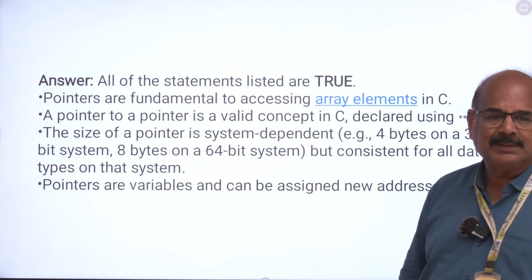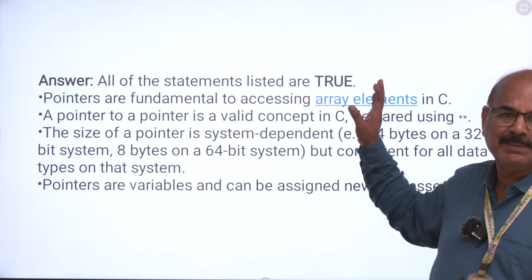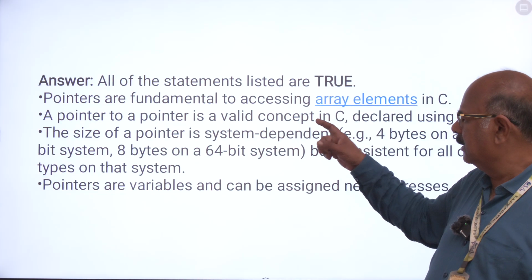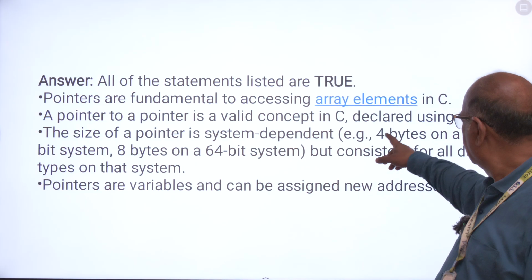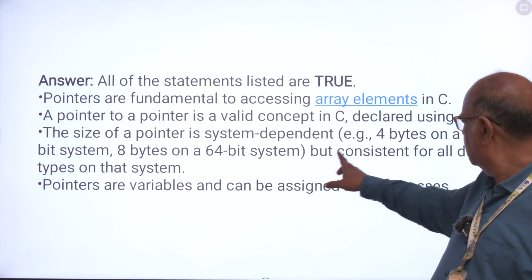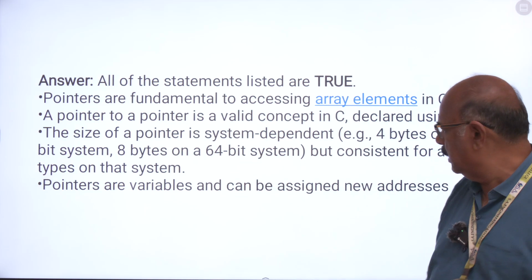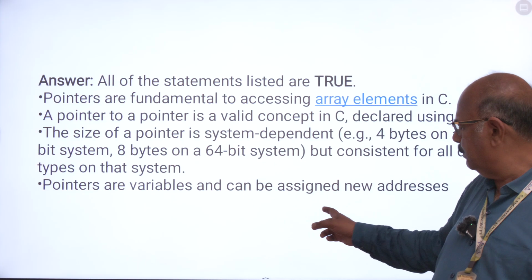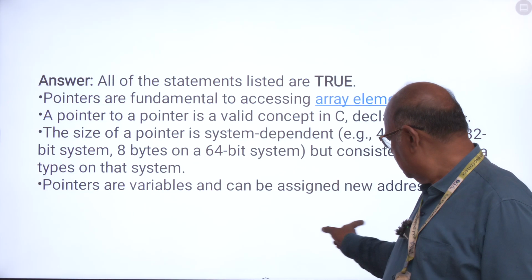Answer: all of the statements listed are true according to the features of the pointer. Pointers are fundamental to accessing array elements in C. A pointer to a pointer is a valid concept in C, declared using the double asterisk. The size of a pointer is always system dependent, for example 4 bytes on a 32-bit system, 8 bytes on a 64-bit system, but consistent for all the data types of the system. Pointers are variables and can be assigned a new address. So all the statements are true for the first question.